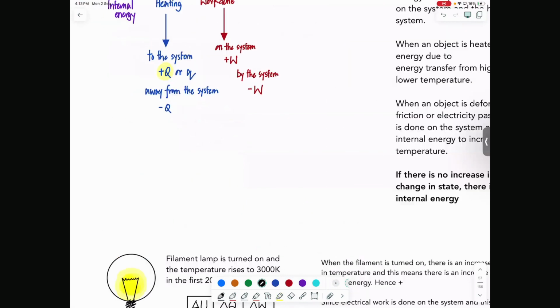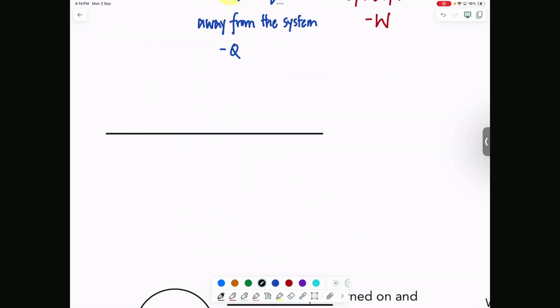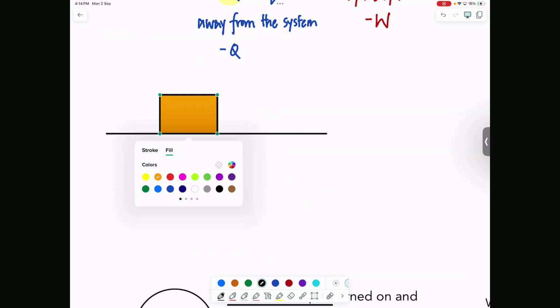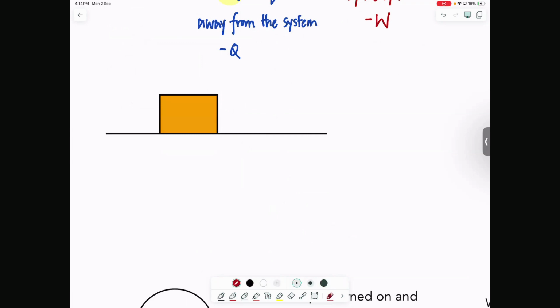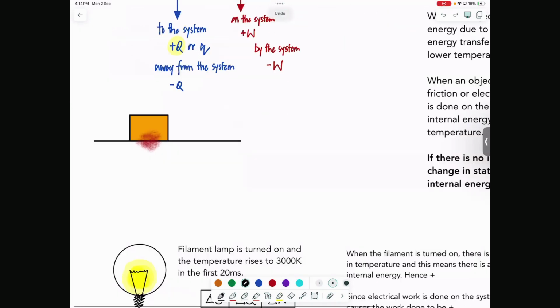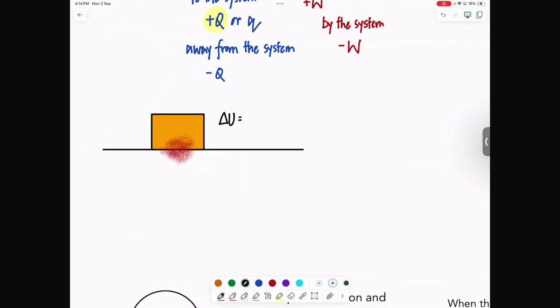So let's try to see this in a practical example, okay? Just an example: let's say you have a surface like this, and you have a piece of metal block here. And what you do is you heat the metal block. So heat is provided to the metal block here. As you provide heat to the metal block, just heat, nothing else, okay? Can you tell me how the equation would look? So yeah, you have del U equals del Q plus del W, right?